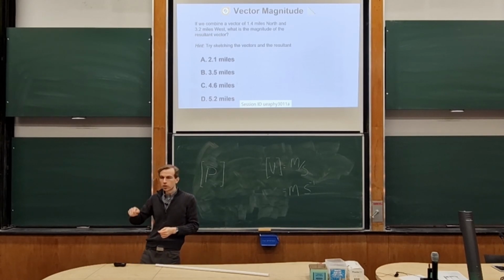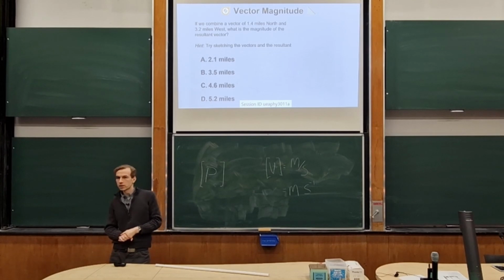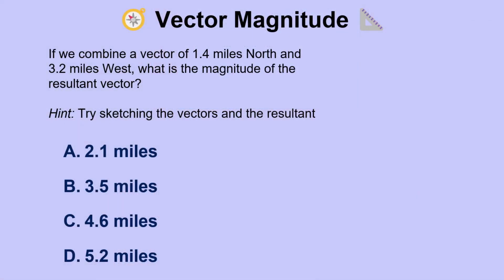Just draw a sketch of what the resultant vector is going to look like, and then we can think about working out the magnitude. So I'll give you guys a bit of time to work that one out, and then we'll see what we get.